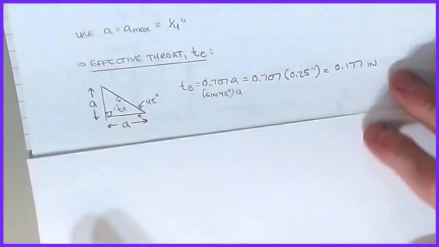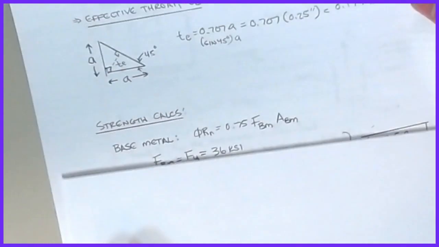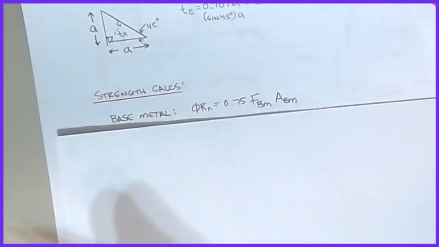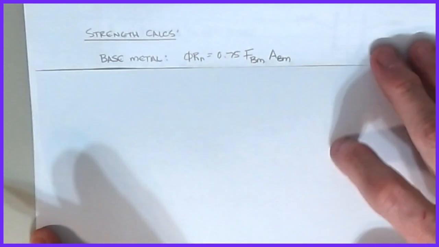It's a little less than 3/16. All right, so now that I have the weld figured out that I can put on this, I can go in and start looking at the strength calculations. The first one that we're going to look at is the actual base metal.